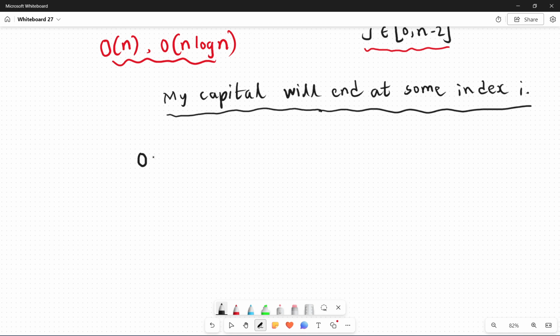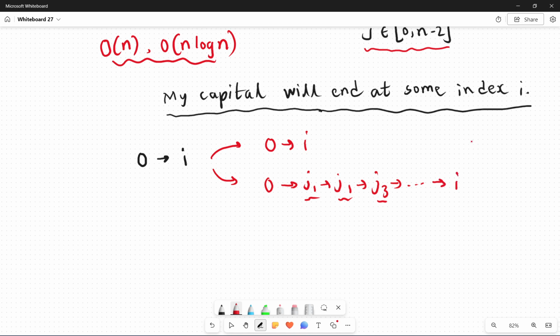So basically in the process I have to take it from 0 to I, right? How can I take it from 0 to I? Listen, you can directly jump 0 to I, or you can jump through some states. So you go to, suppose, some index j1, then go to j2, then j3. These are basically the indexes lying between 0 to I, both exclusive, so on up to I. So these are the two ways that you can achieve this.